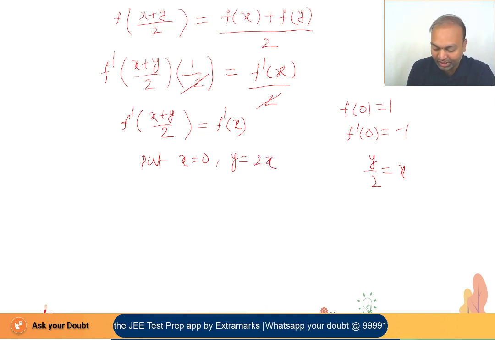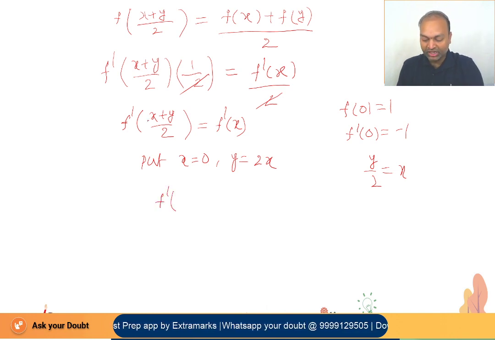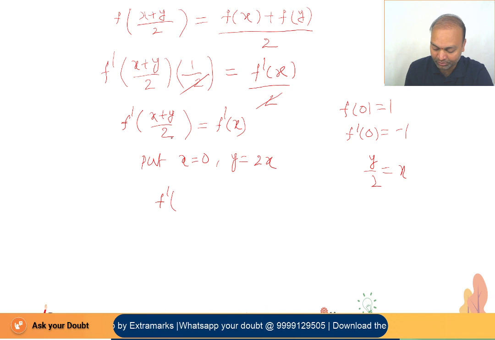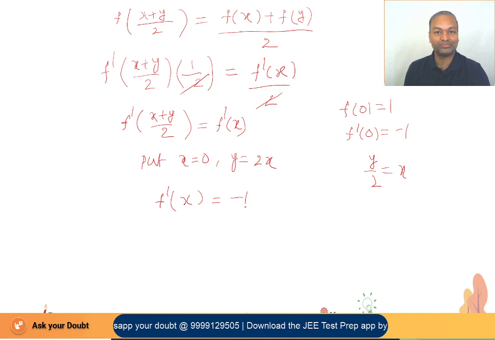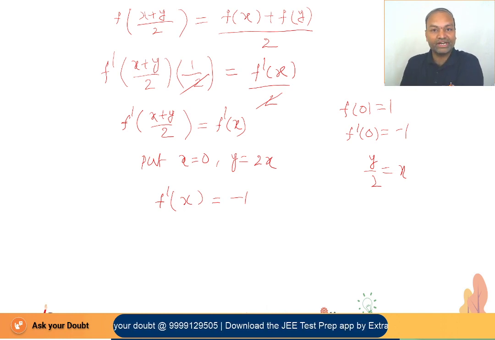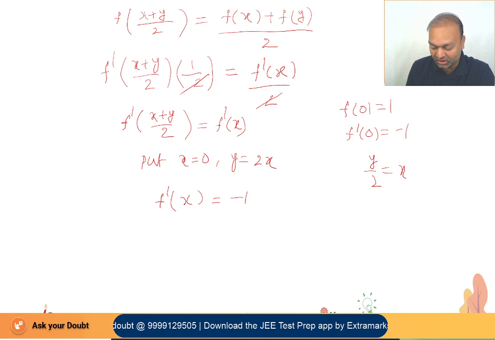Substitute here. The answer will be f dash of (0 + 2x)/2, the 2 cancels, x. F dash of x is equal to f dash of 0. F dash of 0 is what? Minus 1. Now integrating on both sides, integration and derivative cancel. F of x is equal to what? Integral of minus 1 is minus x plus c.